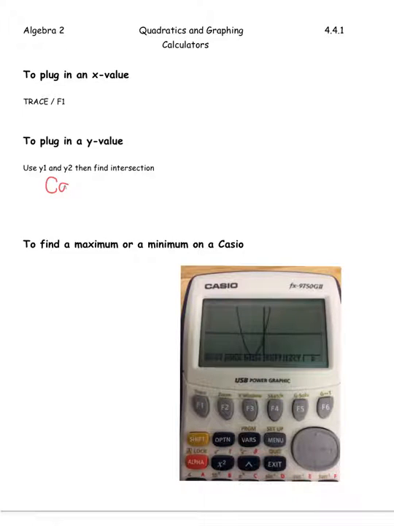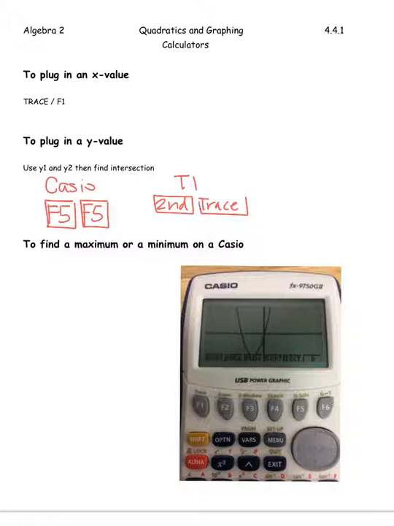On a Casio, remember that intersection is found in F5, and then it's the fifth choice, so you'll press F5. On a TI, you'll have to press second and trace because you want to get to that calculate menu. And then number 5 is the intersection. After you press that, you'll have to press enter 3 times to answer all the questions that the calculator asks and get it to tell you the x and y for the intersection.